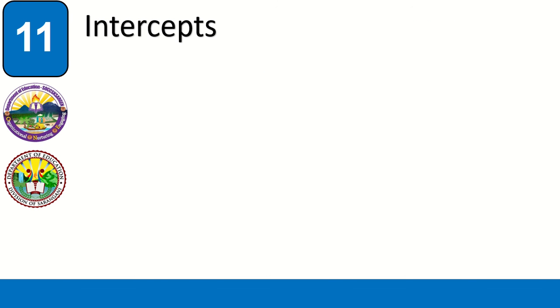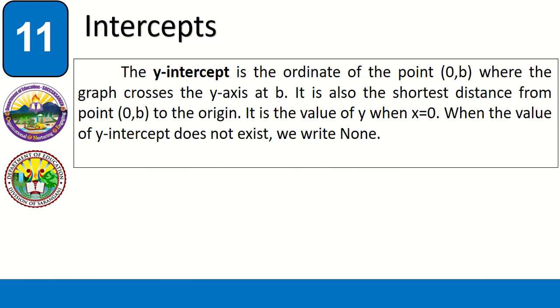So the second intercept is called the y-intercept. The y-intercept is the ordinate, or the value of y when x equals 0. So it is the opposite of the x-intercept, because the x-intercept is the value of x and the y-intercept is the value of y. When x is equal to 0, let us find the partner of 0 in the y-coordinate. When the value does not exist, we write none.